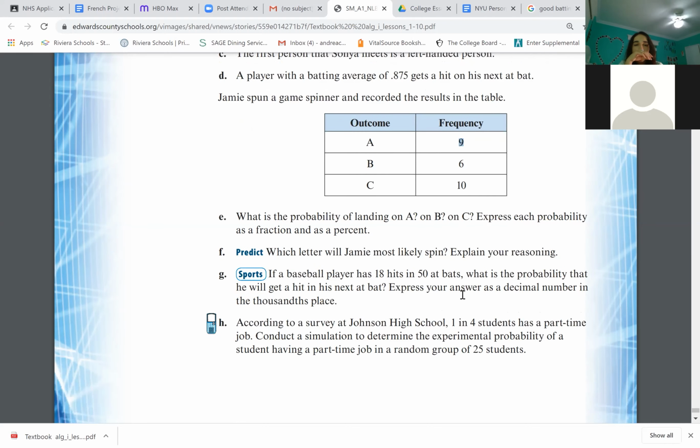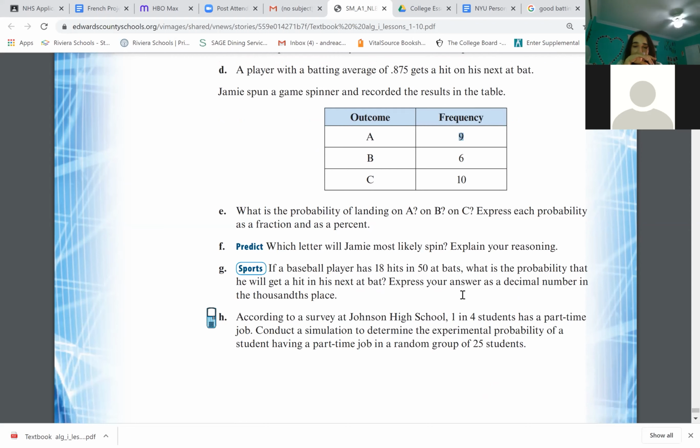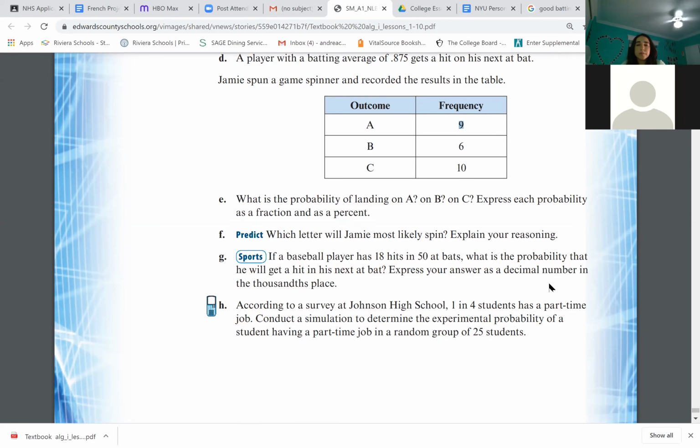So for F, predict which letter Jamie will most likely spin. Explain your reasoning. If you look at the probabilities that you did for question E, look at the percentages. Which one had the highest percent? That's probably the one you want to pick, because since it had the biggest percentage, it was the one chosen the most often. So it's probably your best bet. It would be C because it has the most frequency out of all the frequencies. Yep, so it would be the highest probability of getting the C. Yep, perfect. Exactly what I would put.